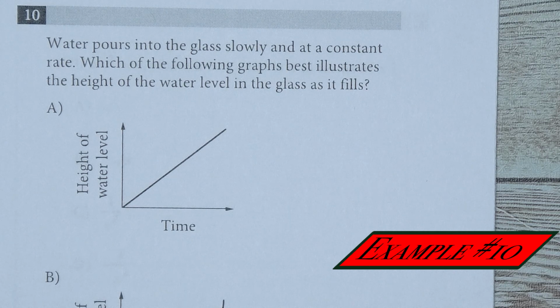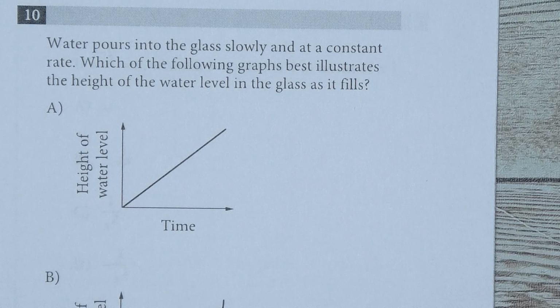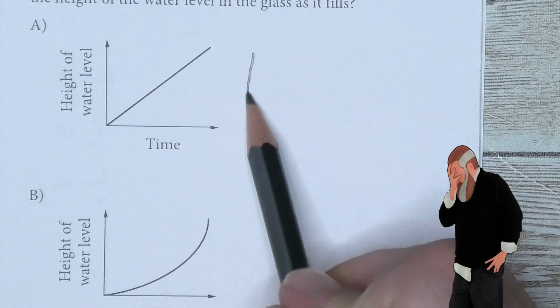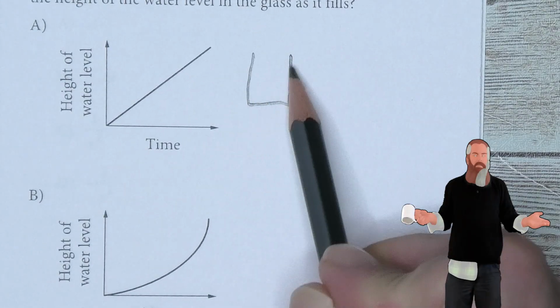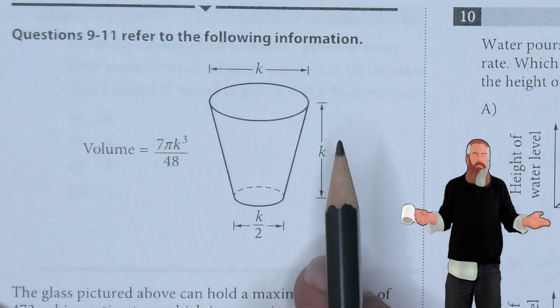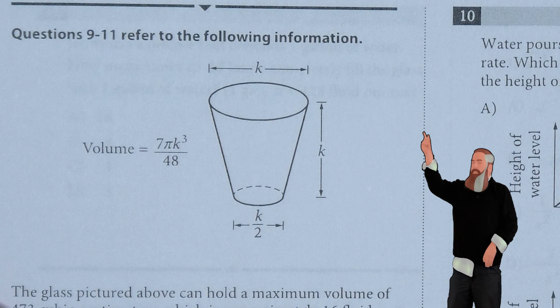Water is poured into a glass slowly at a constant rate. Which of the following graphs best illustrates the height of the water level in the glass as it fills? The height would go up at a very constant rate if the glass was straight up at its sides. But we can see that it's not. We can see that it opens up as it moves up.